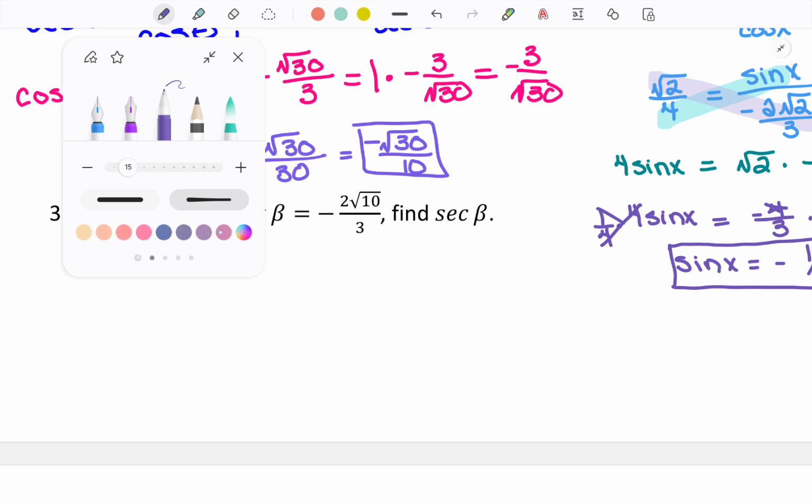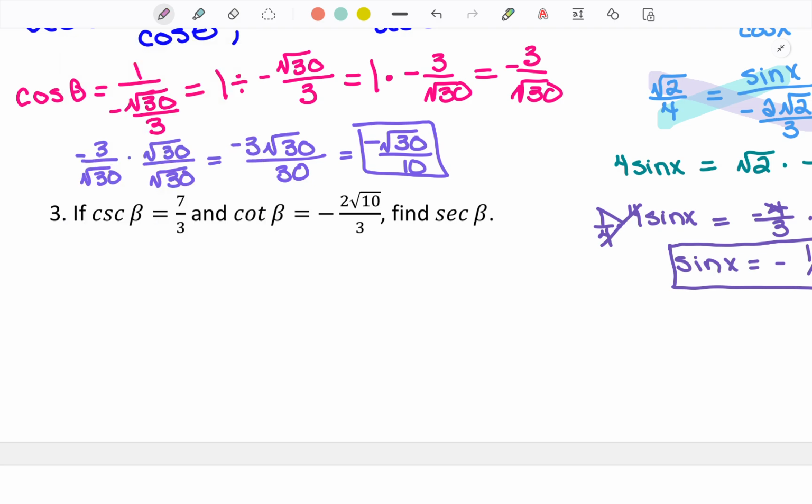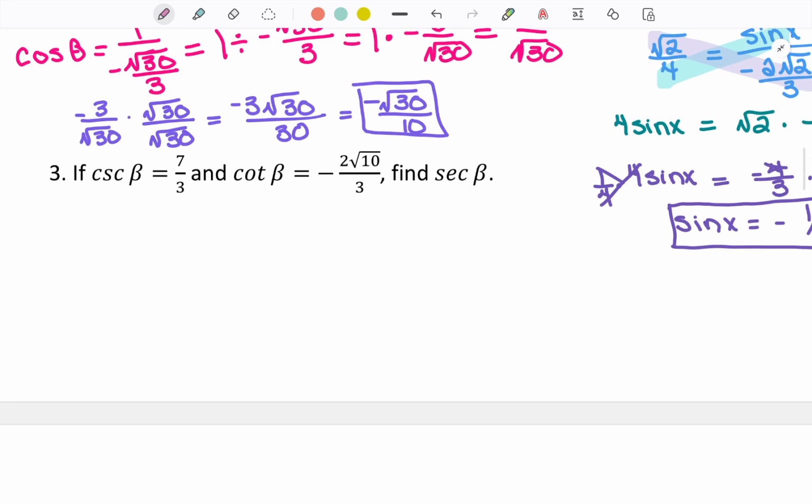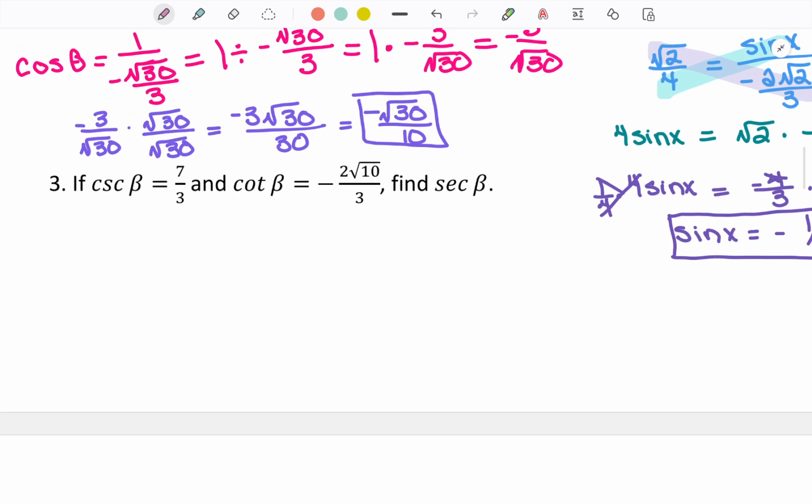So then let's go ahead and take a look at number 3 now. We're still using the quotient and reciprocal identities. We are given that cosecant of beta equals 7 over 3 and cotangent beta equals negative 2 square roots of 10 over 3, and we need to find secant beta. Of course, we need to remember that cosecant is friends with sine, so we should be able to flip over our cosecant and actually have sine, which is 3 over 7.